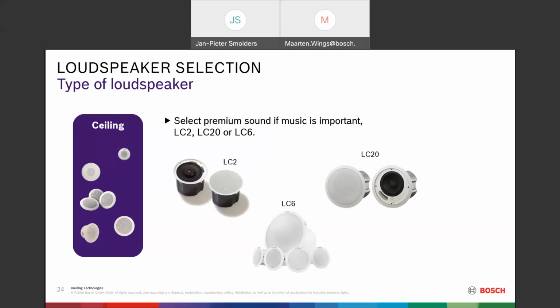Then the selection of sound. If you need sound, music, let's say, in the area, then for a ceiling speaker, look at the premium sound speakers like the LC2, the LC20, or the LC6 sound system with a dedicated subwoofer.